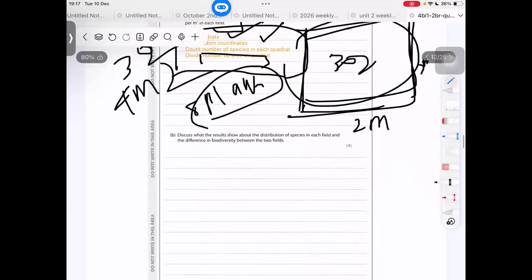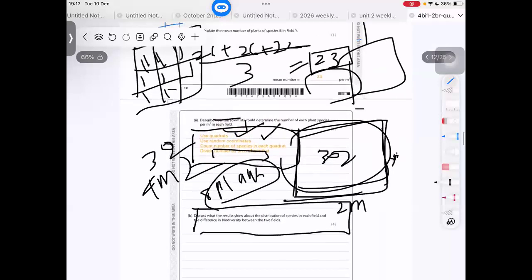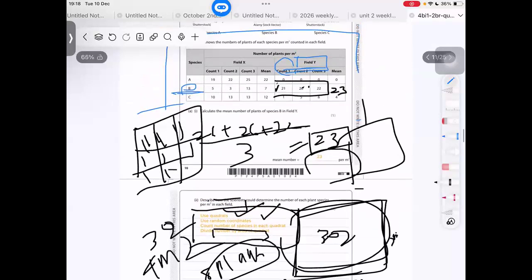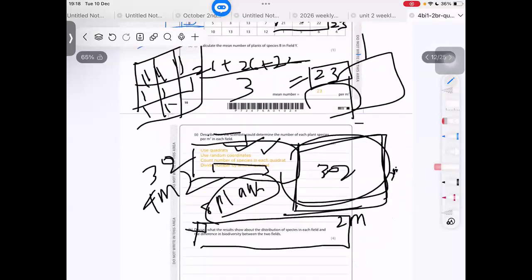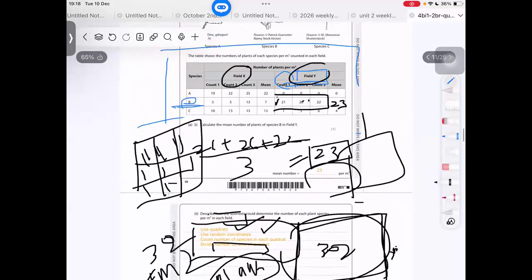Now let's have a look at this. Here they are saying, discuss what the results show about the distribution of species in each field and the diversity between the 2 fields, right? The word discuss is very important. They're asking us to discuss the results, which show the distribution in the fields and the difference in biodiversity between the 2 fields. So basically you have to discuss the differences between the 2 fields.